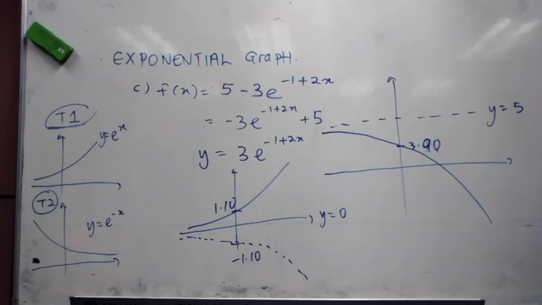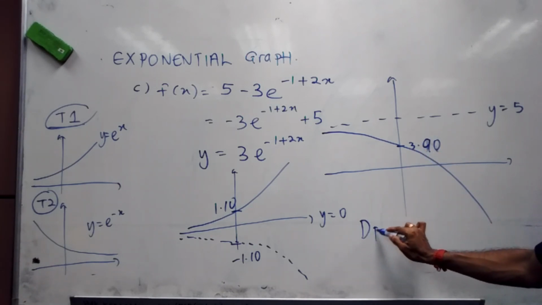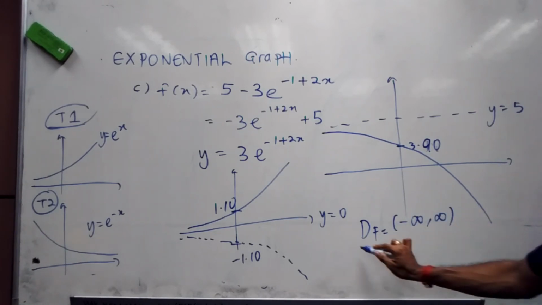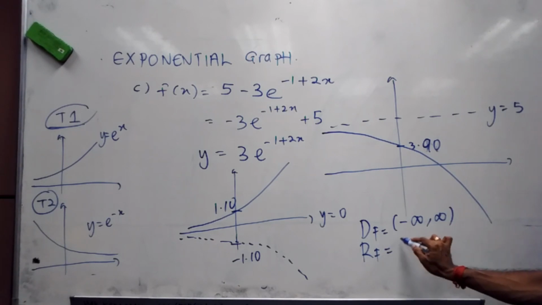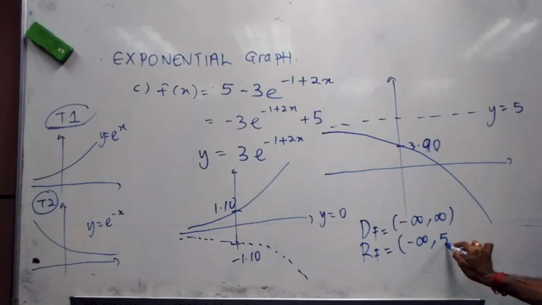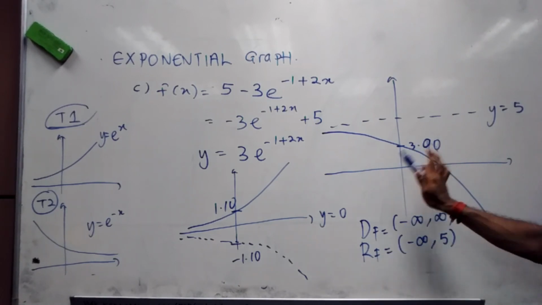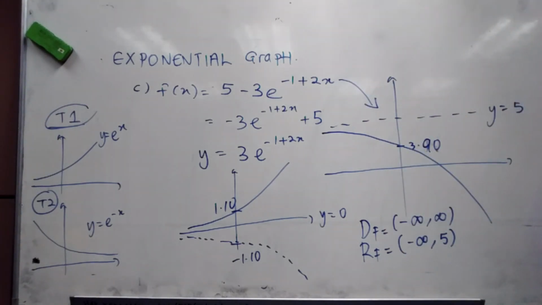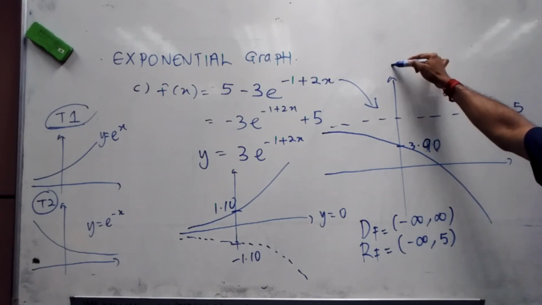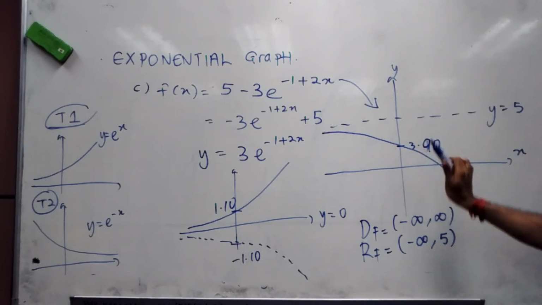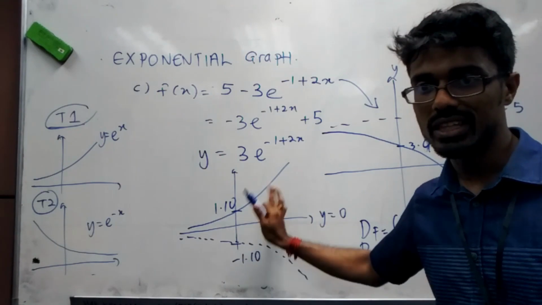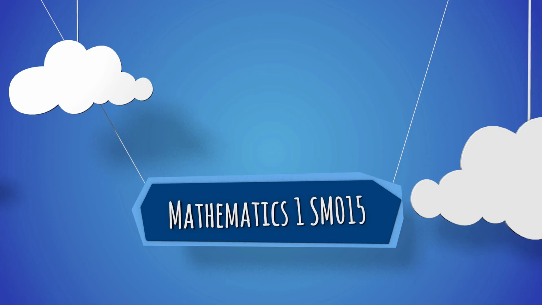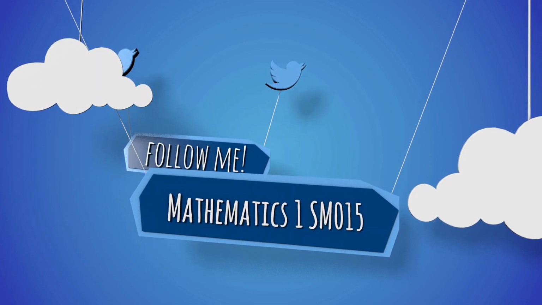We can take the opportunity to tell what our domain and range are. The domain is negative infinity to infinity, and the range is negative infinity to 5. This is the final graph that we are looking for. Make sure you label your x, y, and whatever needs to be labeled. We don't need this guy, we only need the final output.